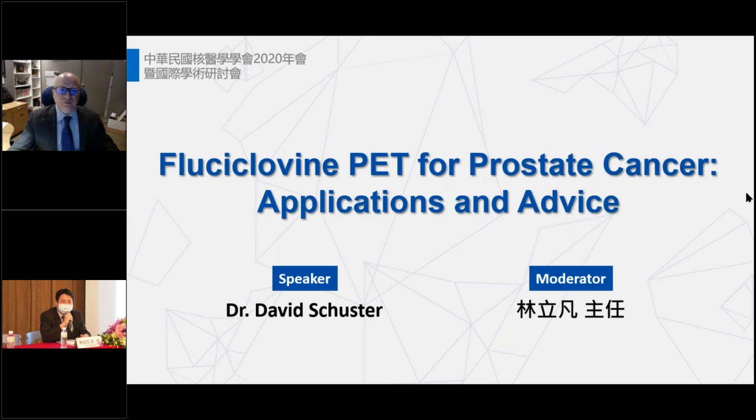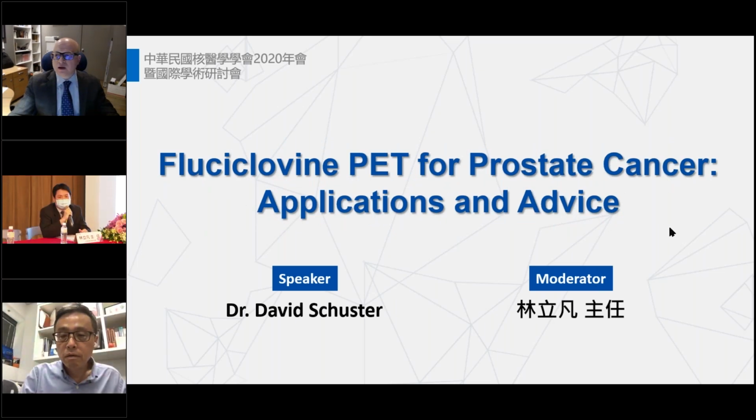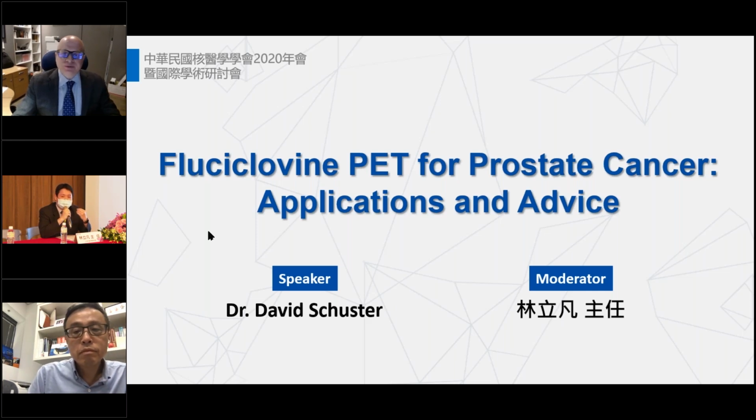Dr. Schuster, I have a question about the CT quality. When I see page 26, you have used the sagittal view to check the anastomosis between the urethra and the prostate bladder bed. Do you use the diagnostic CT or attenuation quality CT for the general fluciclovine PET CT? Because when we use the attenuation quality CT and go to the sagittal plane, sometimes the quality is really awful. So how do you overcome this problem?